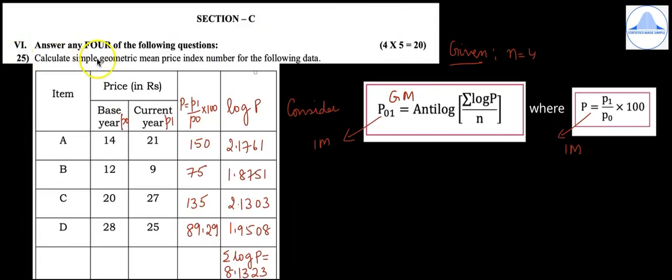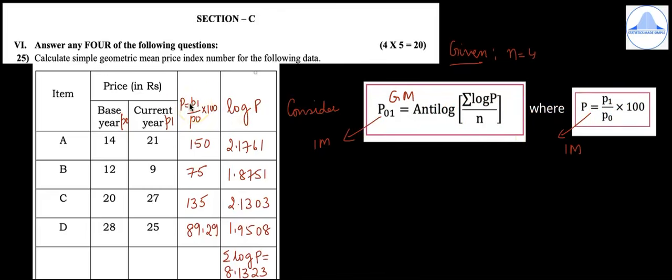25th question, calculate simple geometric mean price index number for the following data. So 4 items are given along with the prices in the base year and the current year. The base year price you mark as P0, the current year price you mark as P1. Next, write given n is equal to 4 and write the formula for the simple geometric mean index number. Consider P01 of GM is equal to antilog of summation log P by n, where capital P is the price relative, which is P1 by P0 into 100. Each of these formulae will carry 1 mark.